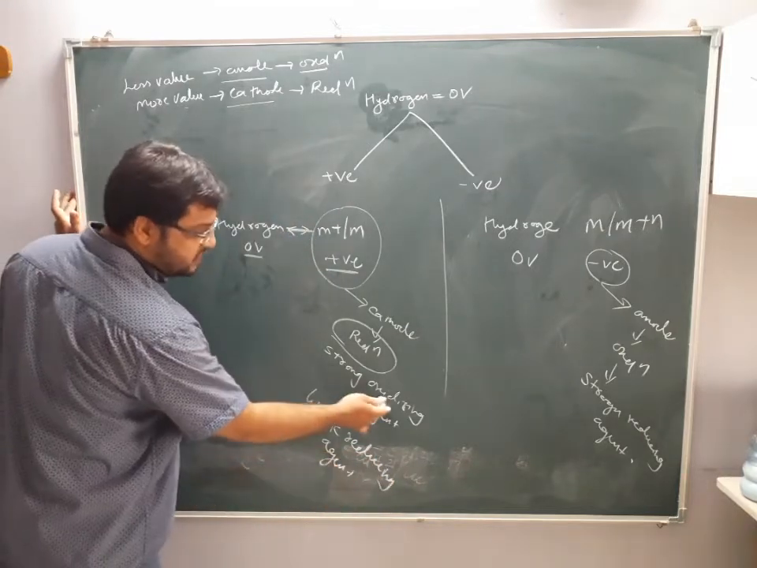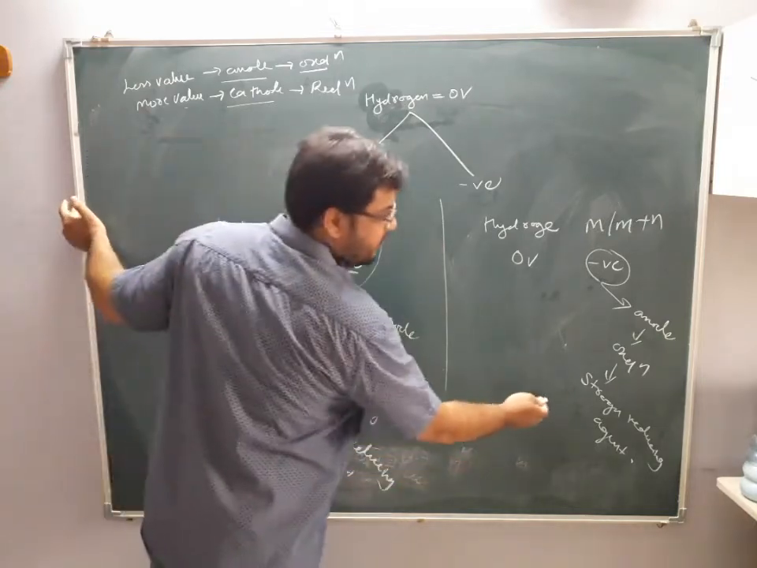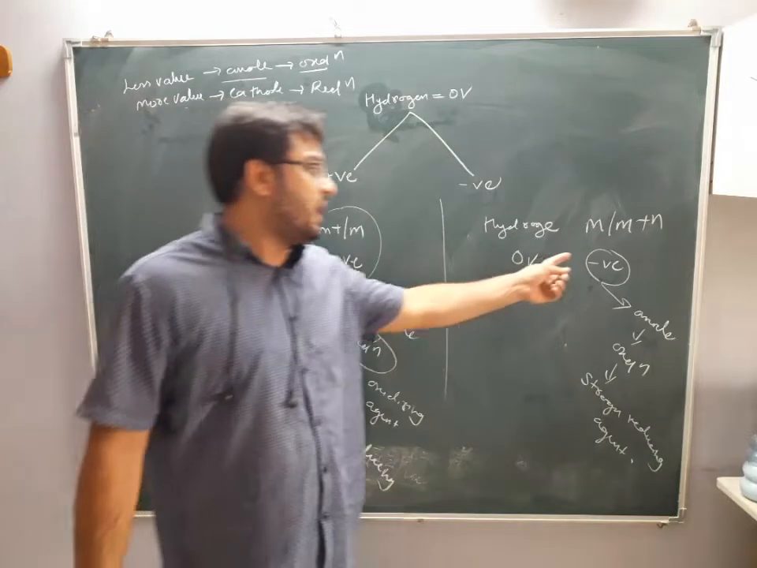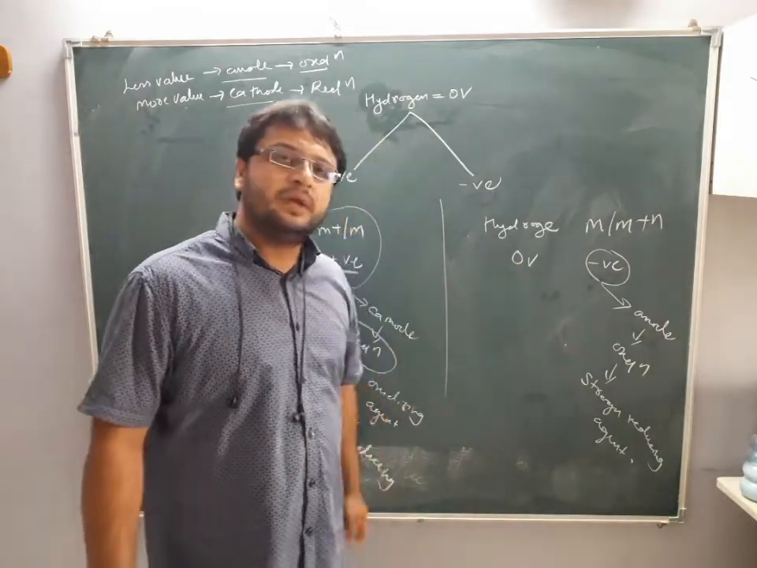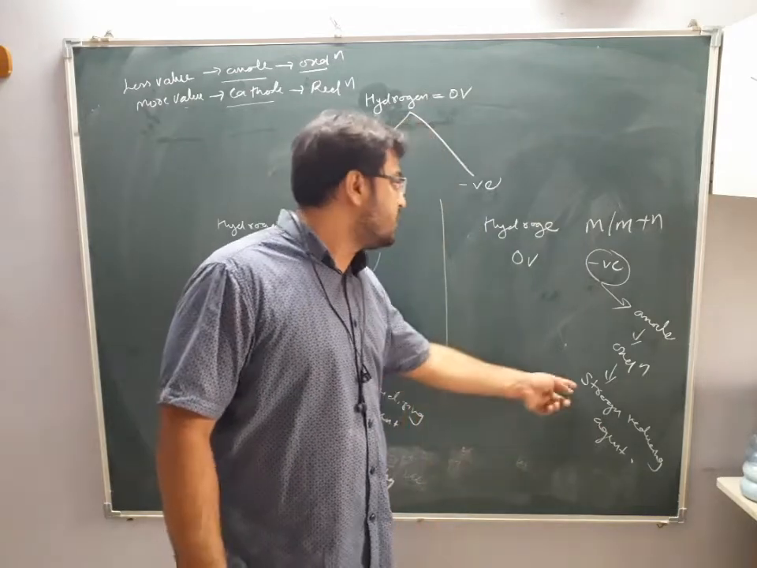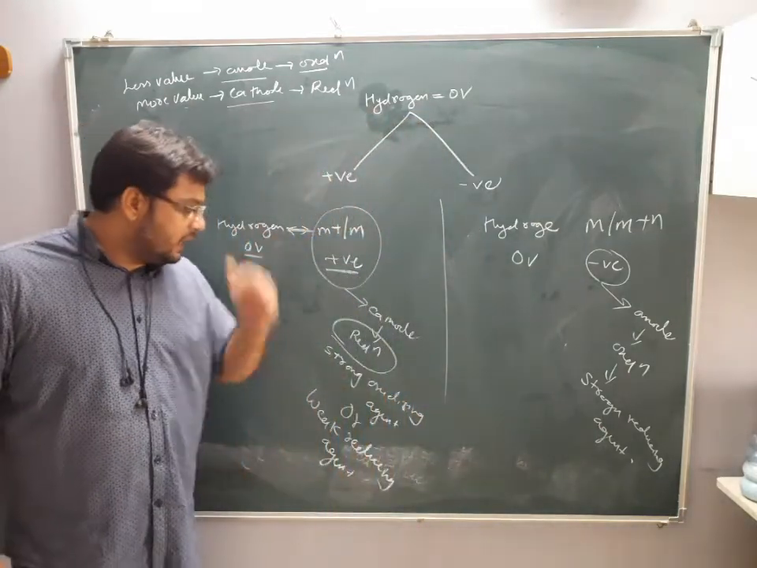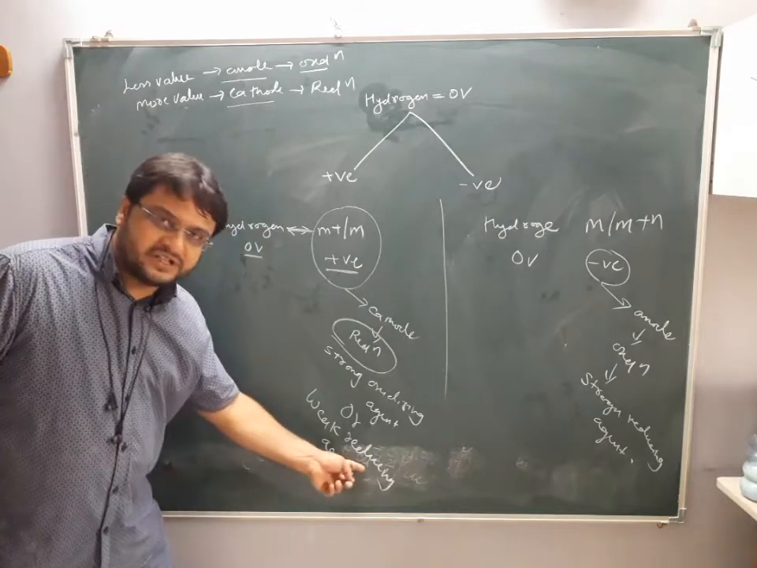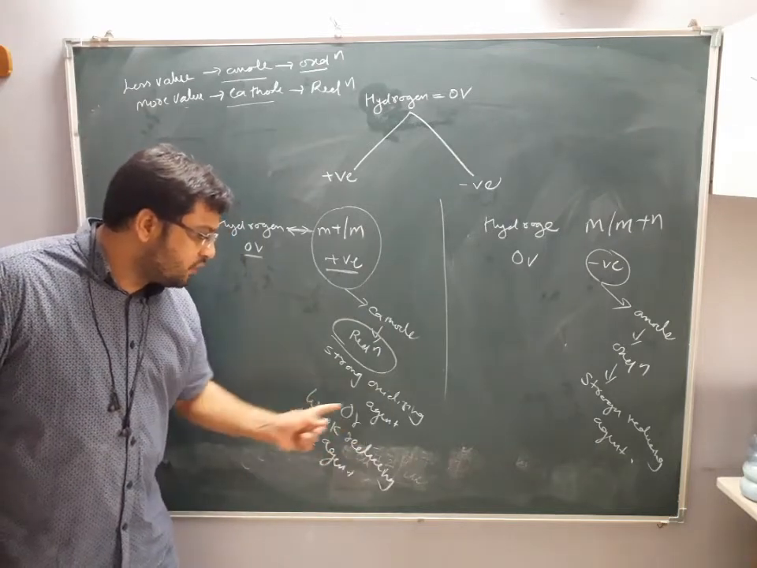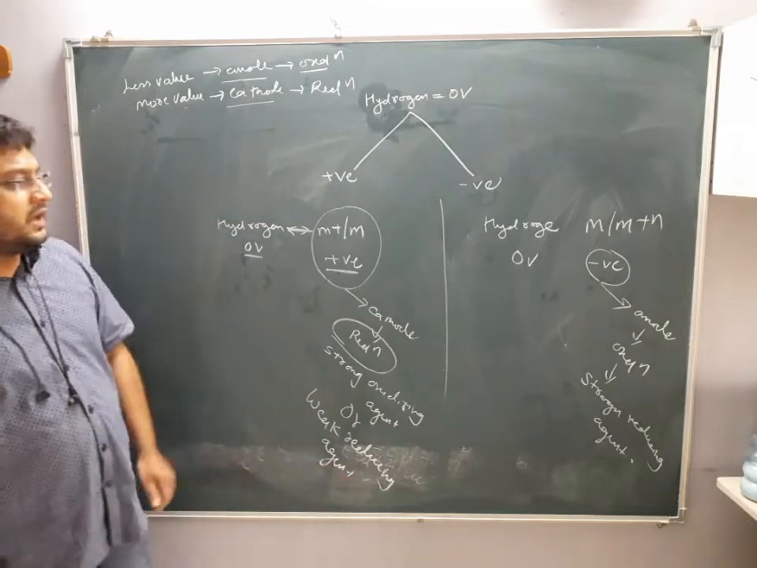If they are strong oxidizing agent, then what? Weak reducing agent. So I can write another sentence also. Negative value of E naught cell indicates that they are strong oxidizing agent as compared to hydrogen. Positive value of E naught cell indicates they are the weak reducing agent. Instead of strong oxidizing agent, what I have told? They are weak reducing agent as compared to the hydrogen.